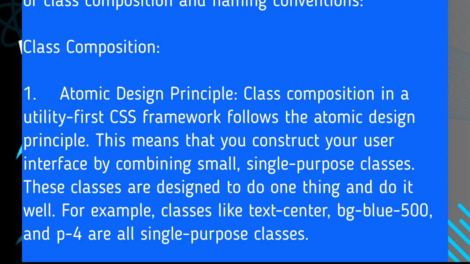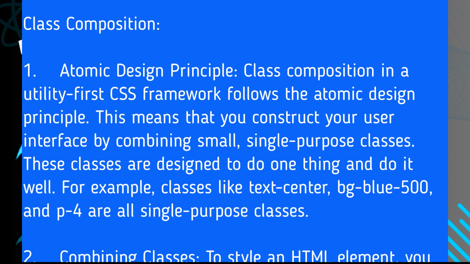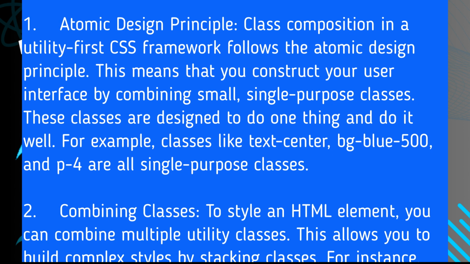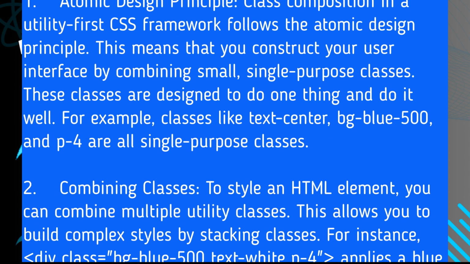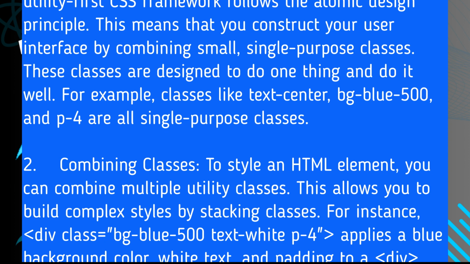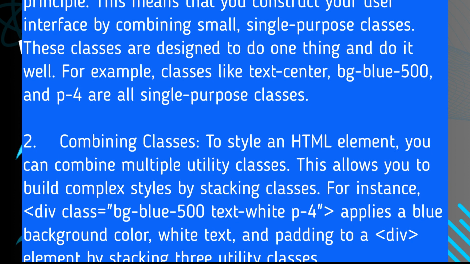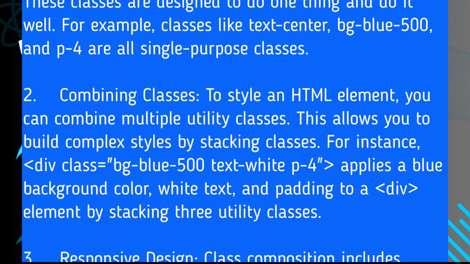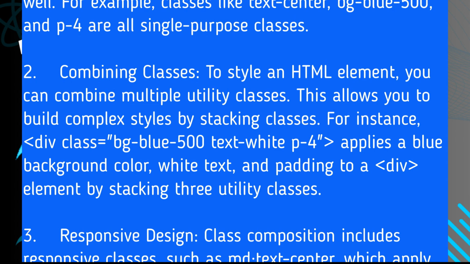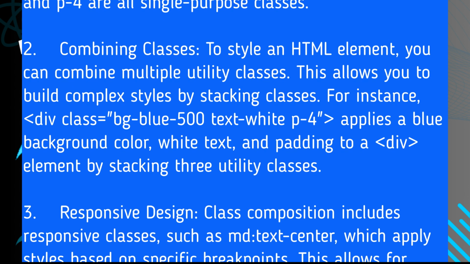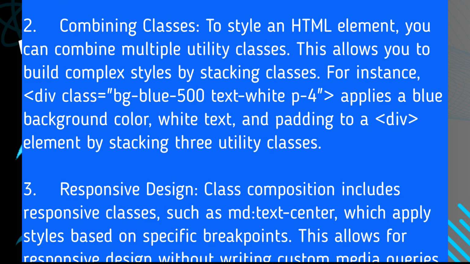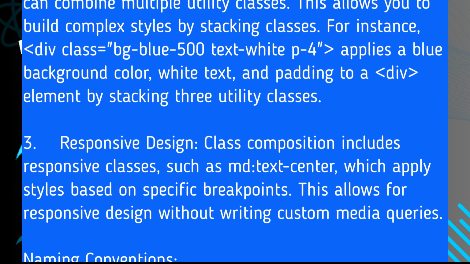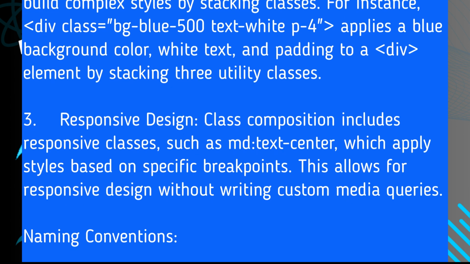2. Combining classes. To style an HTML element, you can combine multiple utility classes. This allows you to build complex styles by stacking classes. For instance, <div class="bg-blue-500 text-white p-4"> applies a blue background color, white text, and padding to a div element by stacking 3 utility classes. 3. Responsive design. Class composition includes responsive classes, such as md:text-center, which apply styles based on specific breakpoints. This allows for responsive design without writing custom media queries.